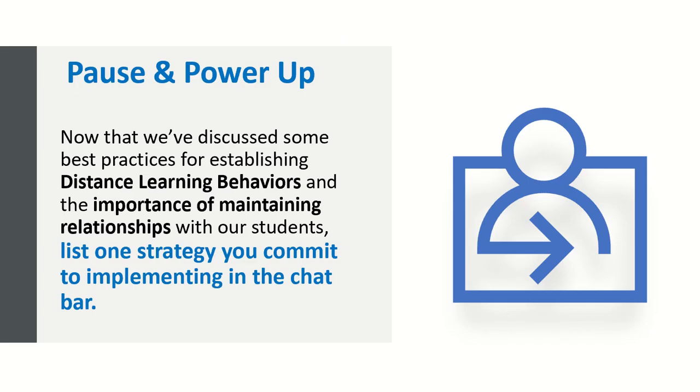Now we've talked about a lot, so I want to pause for a few minutes. So we're going to pause the webinar, and while we're paused, I want you to jot down a strategy of something that you've heard so far regarding establishing behavioral expectations or supporting students socially, emotionally, and jot that strategy in the chat bar. Also, this is an opportunity, if you have any questions or need clarification on anything we've covered so far, jot that in the chat bar as well.